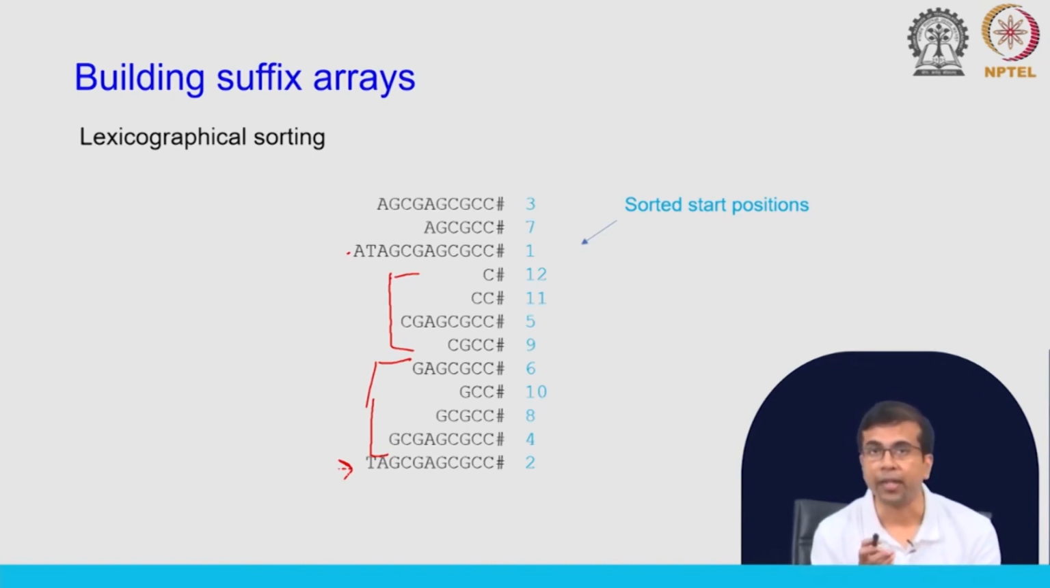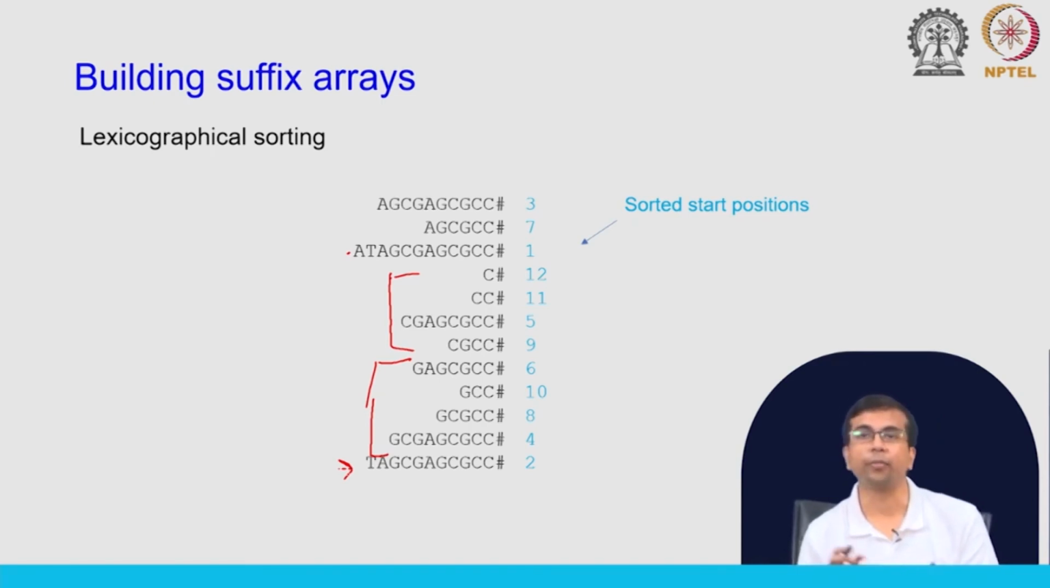And again the principle is the same: if we look at the first letter and it is the same, we look at the second letter, if it is the same we look at the third letter, and so on, and then finally we sort them lexicographically. Somewhere it will give you this difference and you can sort lexicographically. Now, once you sort this lexicographically, the sorted start positions also appear. So, you are also sorting the start positions and you get these sorted start positions.